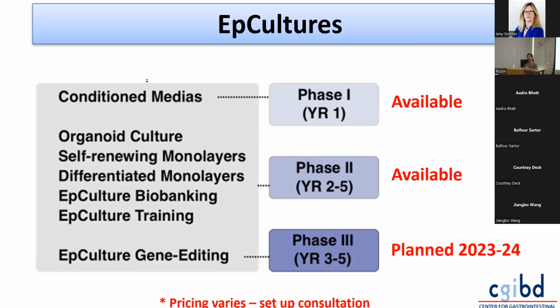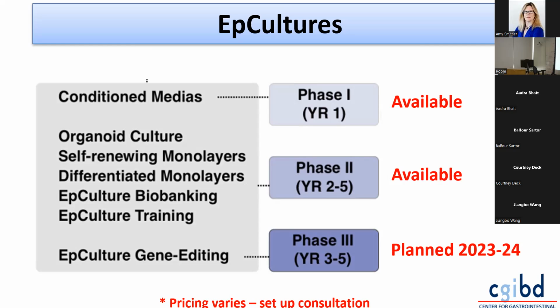If you want to do this in your own lab, we can sell you the media, or we can do it in our core facility. So this is available currently. Then we've most recently introduced these particular services: organoid culture, self-renewing monolayers, differentiated monolayers, ep culture biobanking. What I mean by that is if you have a tissue sample that you would like us to expand as stem cells for future use, we can take that biopsy, we can take a mouse intestine or colon, and we can generate 3D organoids or 2D monolayers and then freeze them down for you, or expand them for your experimental downstream applications. And then ep culture training.